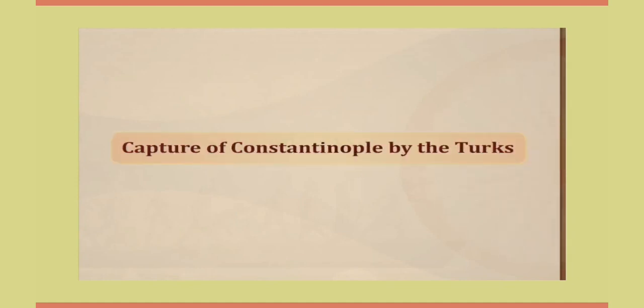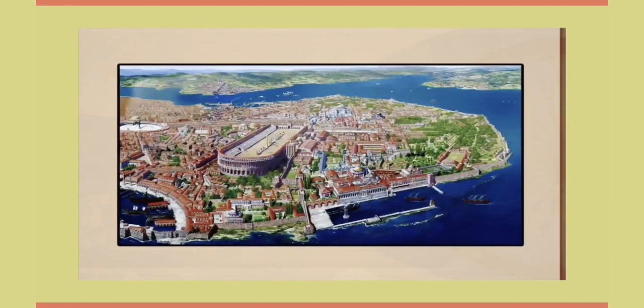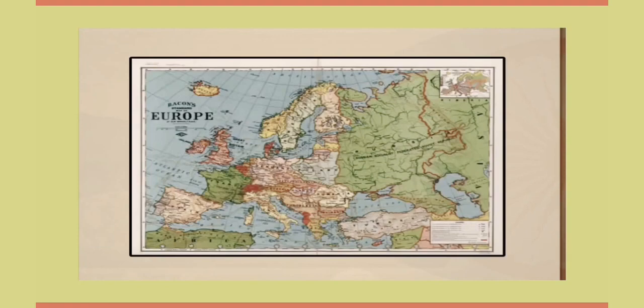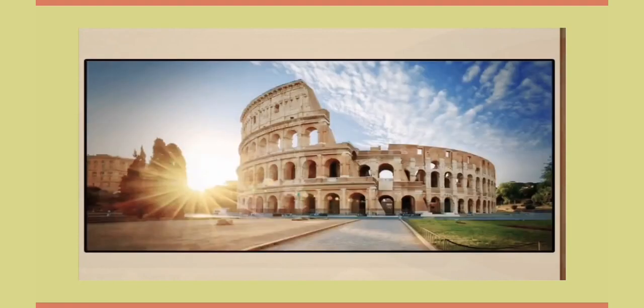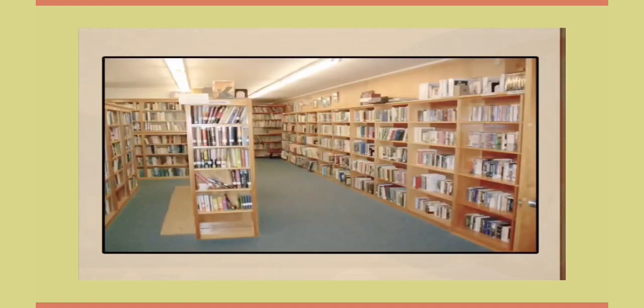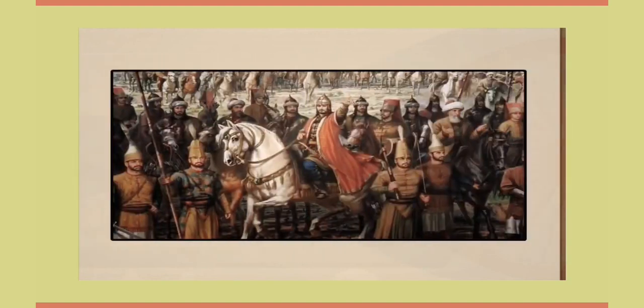Capture of Constantinople by the Turks. Constantinople became the famous center of learning in Europe after the fall of the Roman Empire. Its library had manuscripts of Greek and Roman scholars. It was conquered by the Ottoman Turks in 1453 CE. Many Greek scholars, as a result, flocked to Italy with their scripts with them.